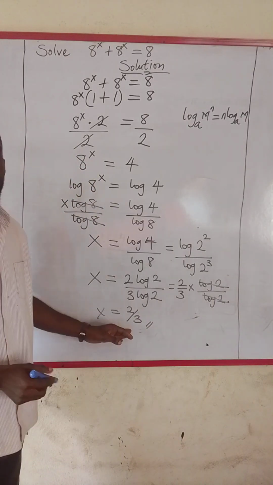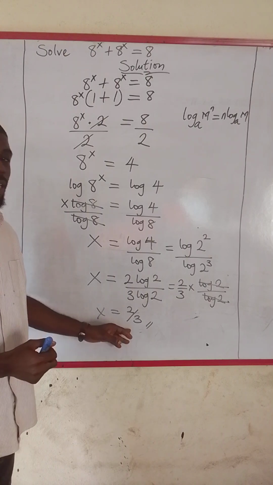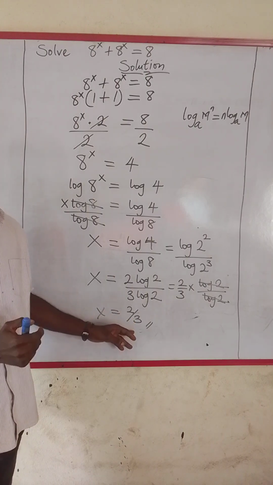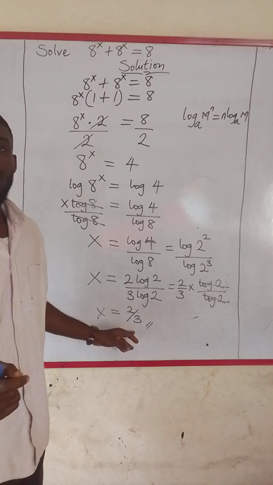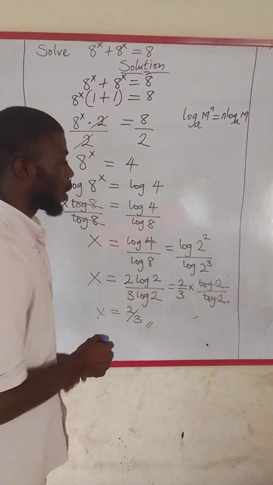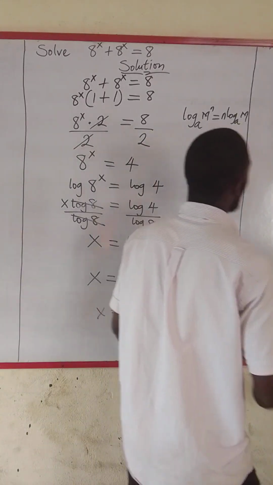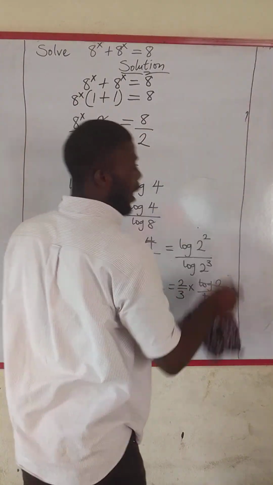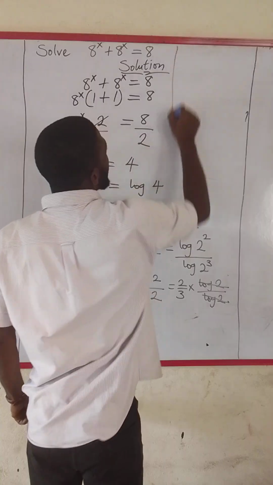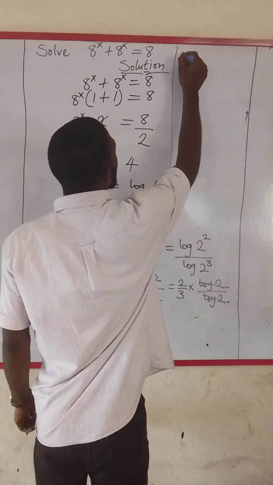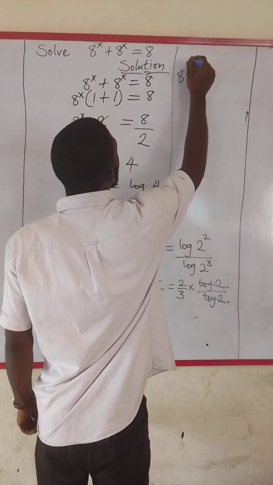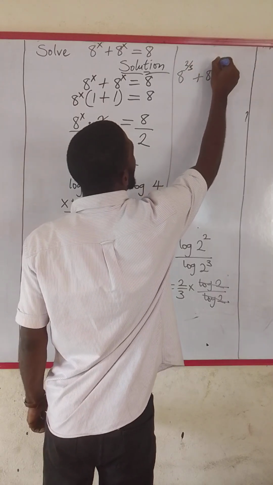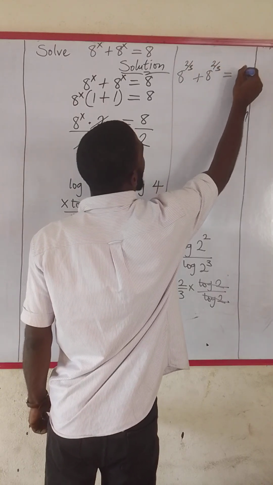And this becomes our answer. So we can actually test whether x equal to 2 over 3 is a correct solution to this. We can check whether this is a correct solution. Now let us quickly check whether this is the correct solution. Let me do this by the side. If x is 2 over 3, this would now be 8 raised to the power of 2 over 3 plus 8 raised to the power of 2 over 3 is equal to 8.